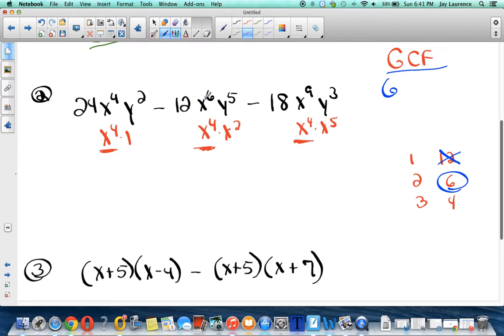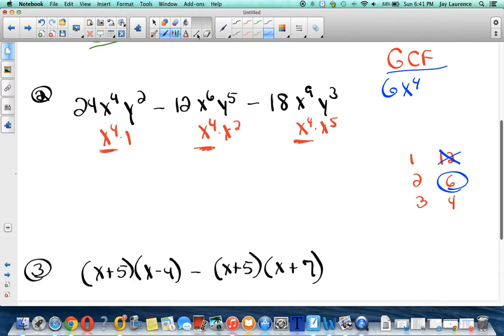Like, I could write this x to the 9th as x to the 5th times x to the 4th. I could write the x part like that, couldn't I? But there's no x to the 5th in here because there's only 4 x's being multiplied. So x to the 4th is my GCF. It's my greatest common factor of the x terms, that is. So I'm going to have an x to the 4th.